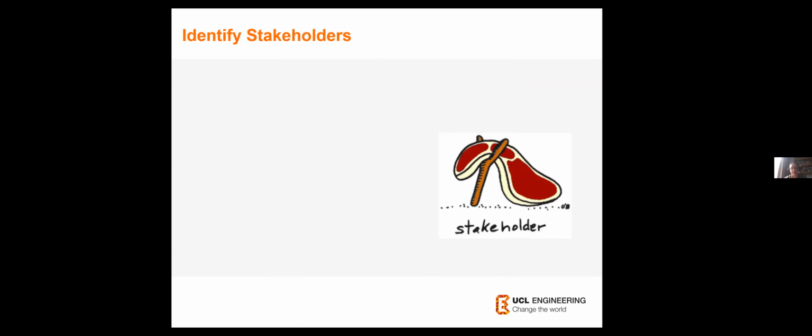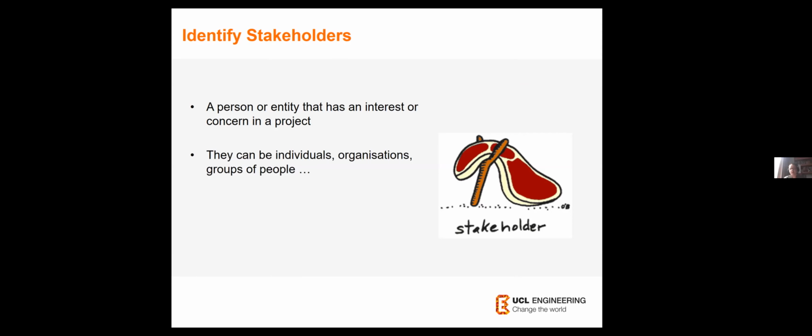One of the activities I particularly like doing with students, and I think this one is a really good quick way of just getting an idea of who it is your design is impacting, and I really recommend this for just very quickly analyzing and thinking about who you're talking with. So it's called Identifying Stakeholders. A stakeholder is a person or entity that has an interest or concern in your project. This can be individuals, organizations, groups of people. Try and avoid the words general public. Try and be a bit more tailored.